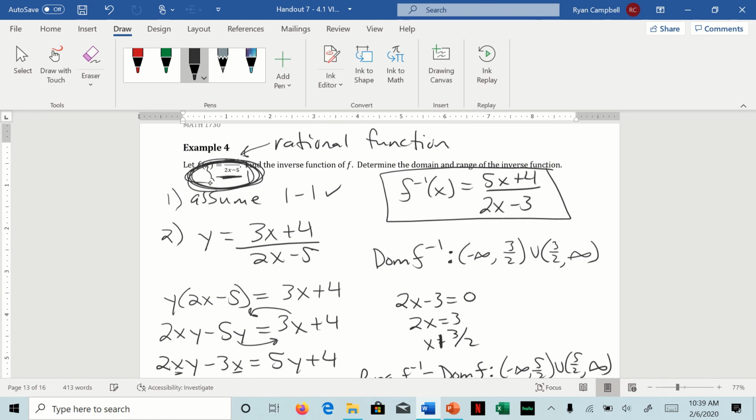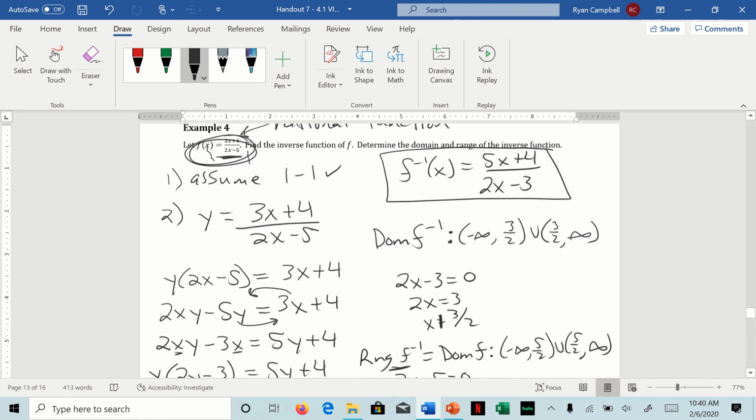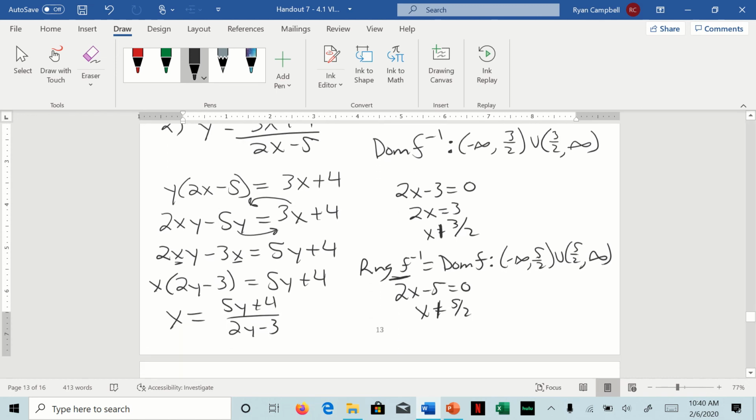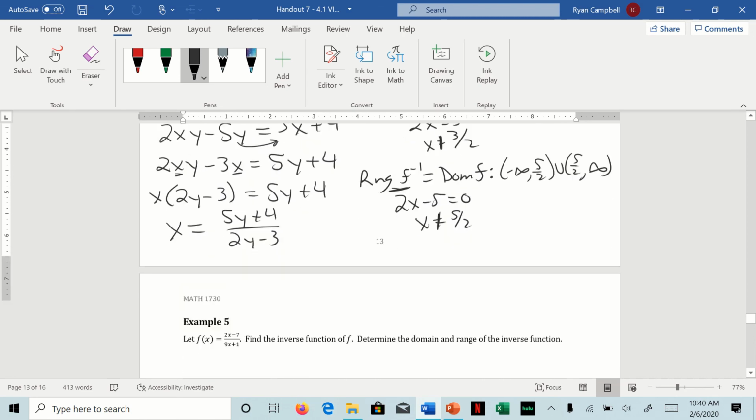And some of the homework assignments, I don't remember, but it may say something like don't find the inverse function. I'll never ask that. You can always find the inverse function if you want, and I would encourage it. It'd be good practice anyway. So even if the homework says don't find the inverse function, go ahead and find that inverse function.